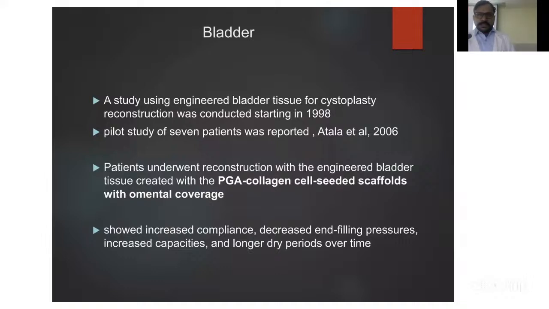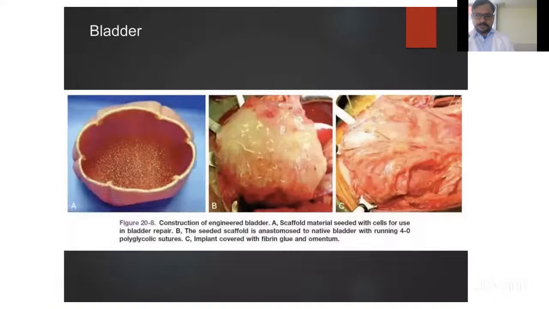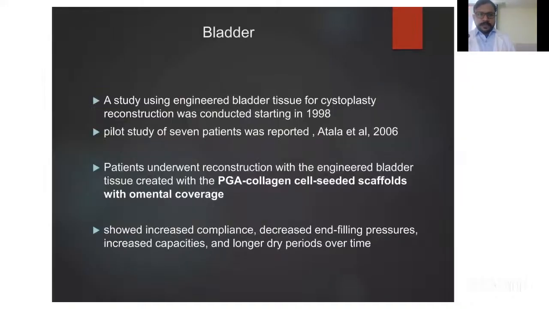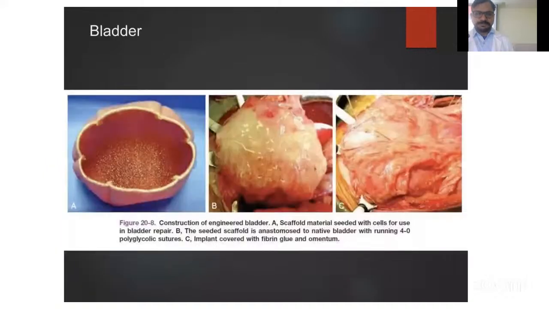A study conducted in 1998 showed reconstruction of a urinary bladder by Atala et al. And a pilot study of 7 patients was reported by Atala et al. in 2006. Patients underwent reconstruction with an engineered bladder covered with omental coverage. This increased compliance, decreased filling pressure, increased capacity and gave a longer dry period.